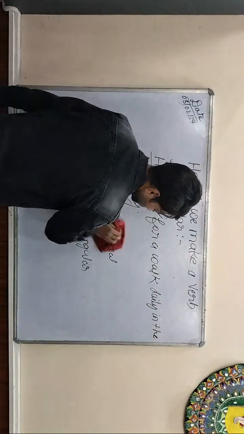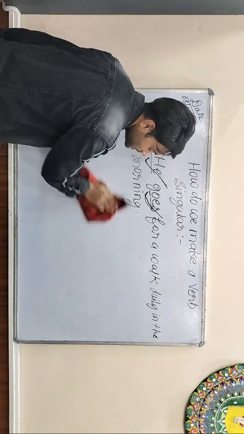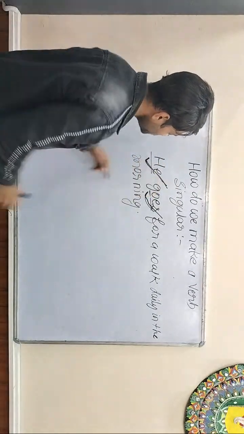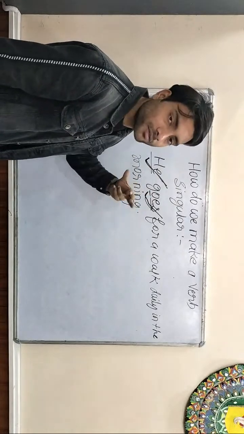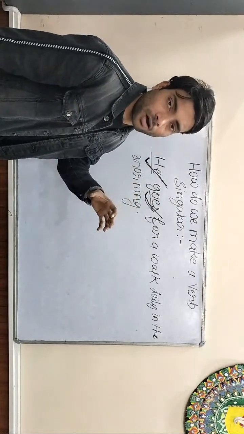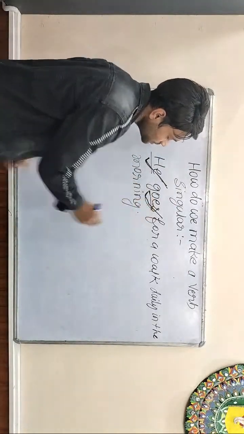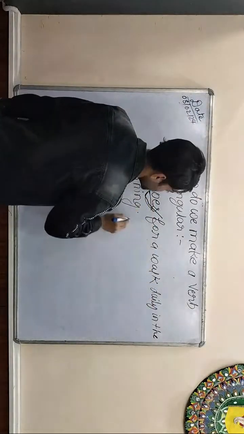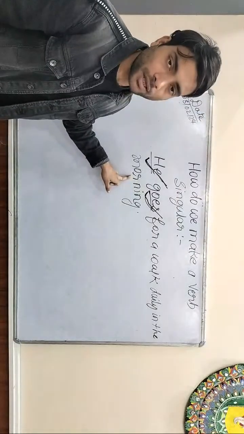That being said, what do you see here? He is a singular pronoun. Go is a plural verb. We added es here, now the verb has become singular too. He goes for a walk. He goes for a walk daily in the morning.